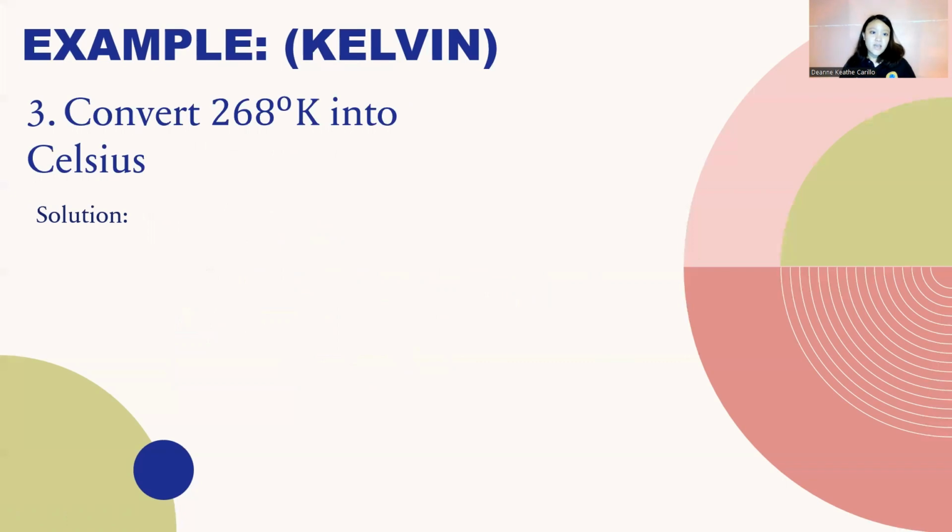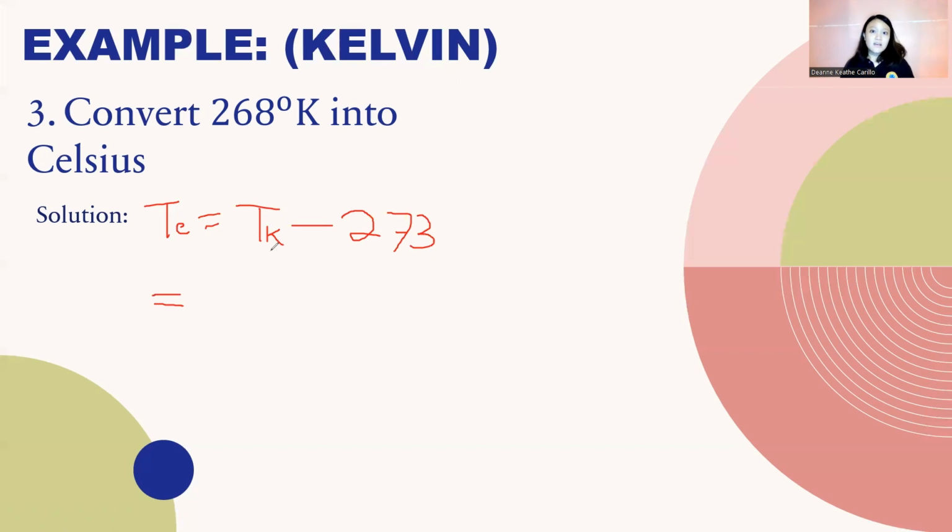Convert 268 degree Kelvin into Celsius. Now, what we should do is switch it up. Let's write the formula first. Kanina, temperature Kelvin, K, ang nandito, it is equals to T, temperature Celsius, TC. Temperature Celsius kanina dito. Ngayon, nagkabaliktad sila because hinahanap ang Celsius. Imbes na Kelvin ang hanapin, Celsius ang hahanapin ngayon.